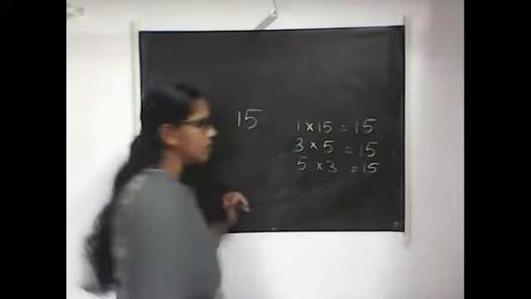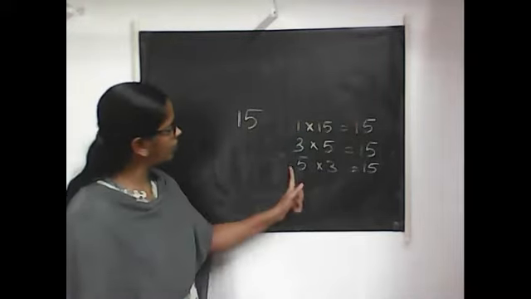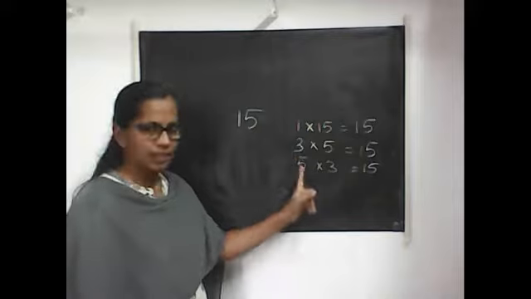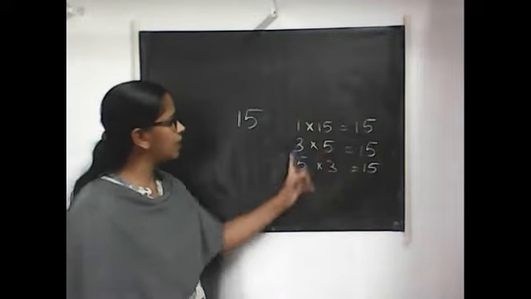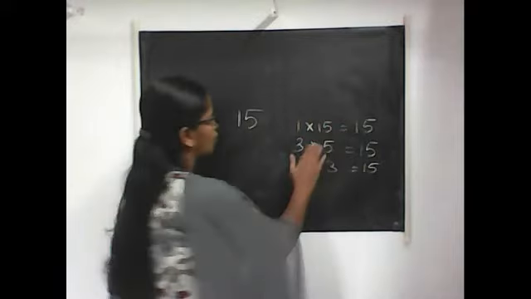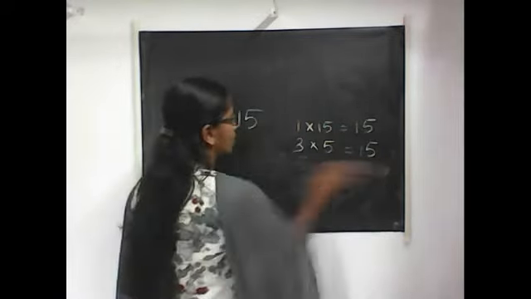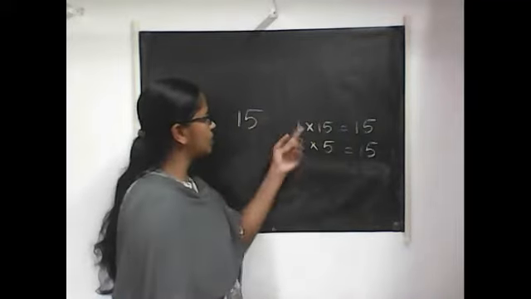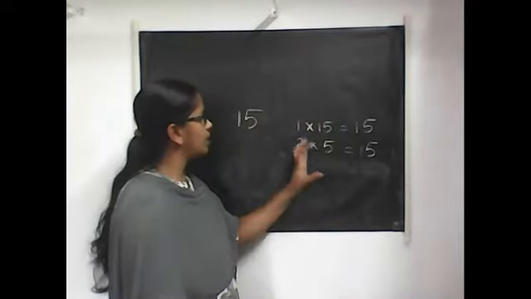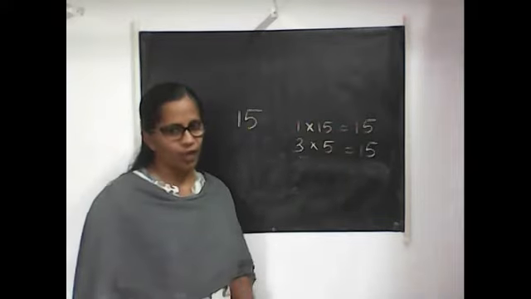Is there any more numbers? No. Since this combination is the same, as we studied earlier, we can interchange the multiplicand and multiplier, the product will be the same. So this combination and this combination are the same, so I am avoiding this one. No need of this one. These are the same. So look at this. These are the two combinations to obtain 15 as a product.